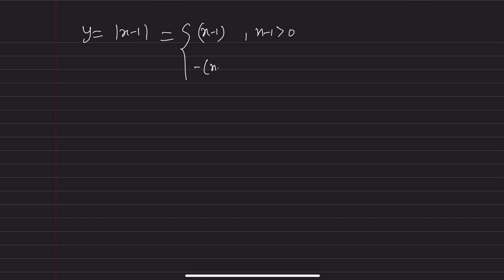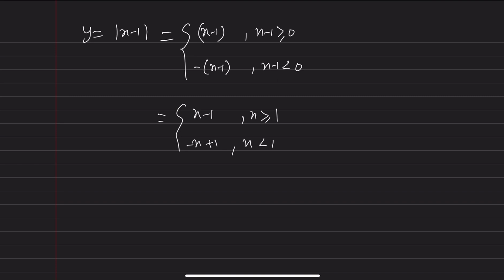Now let me take an example. Y equal to mod of x minus 1. So how do we define this? Here I can say y equal to mod of x minus 1 is going to be equal to x minus 1 when x minus 1 is greater than 0, and negative of x minus 1 when x minus 1 is less than 0. It means that we have x minus 1 when x is greater than or equal to 1, and minus x plus 1 when x is less than 1. Okay, this is the solution.